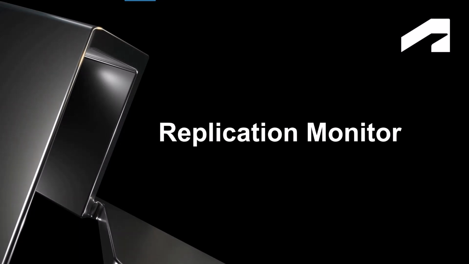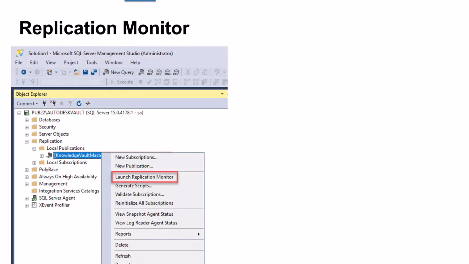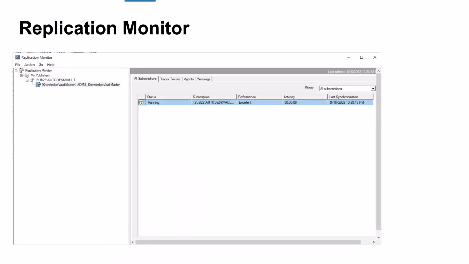Replication Monitor. Replication Monitor is a useful tool that can tell you the status of replications. It's useful for troubleshooting. To access Replication Monitor, right-click Replication, Local Publications, or on an individual publication and select Launch Replication Monitor. After resizing, you can see some useful information. It shows the status of the replication, its name, the performance, latency, and the last time it's synchronized.